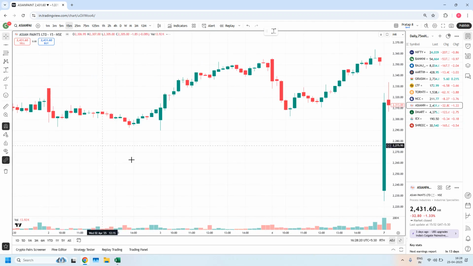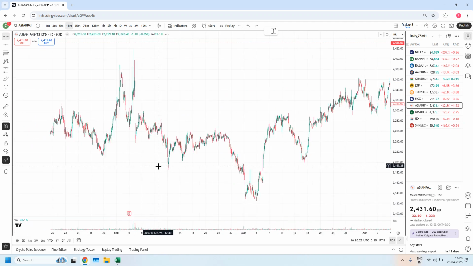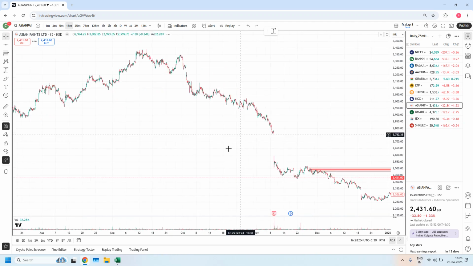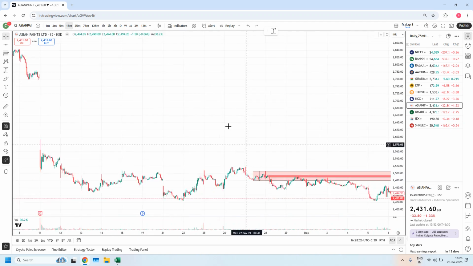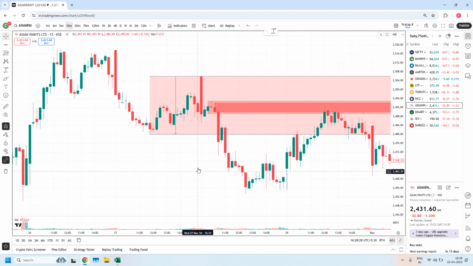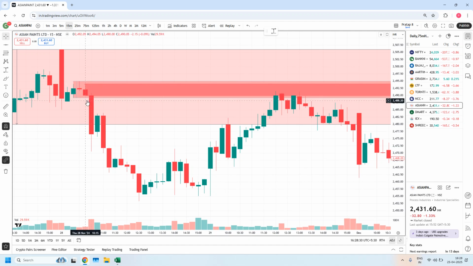Now go to 15 minutes time frame. There you can see an excellent strong institutional order flow. Between higher time frame leg out candles, here you have this zone. Rally, 3 base candles and drop.